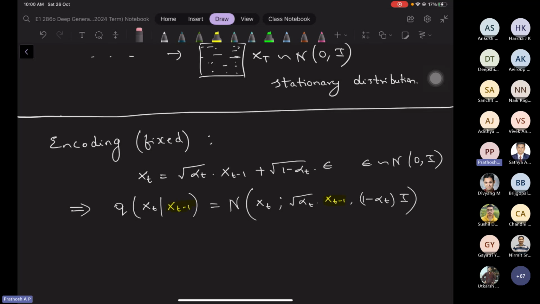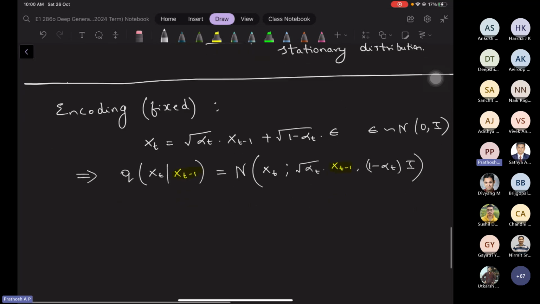Now, as I said, we have an encoding distribution that is fixed. Please ask me questions if you have any, because I am going a little faster today since I want to complete DDPMs. So this is the encoding distribution. We have the decoding distribution, which is to be learned.